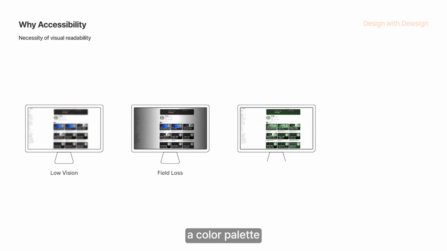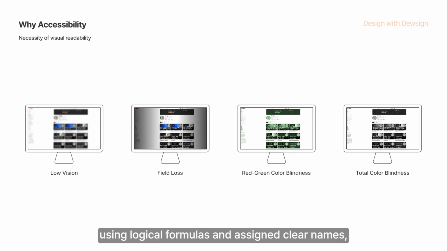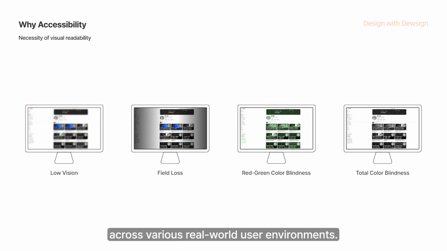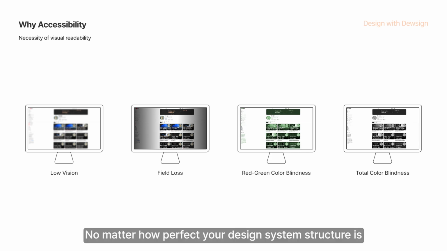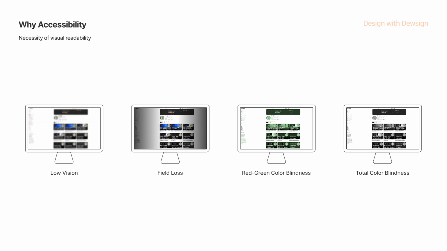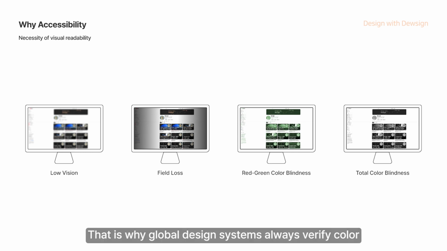Once you've extracted a color palette using logical formulas and assigned clear names, you must verify whether these colors function safely across various real-world user environments. No matter how perfect your design system structure is or how aesthetically pleasing the colors are, if visually impaired users or those with color blindness cannot see the information, it is a failed design. That is why global design systems always verify color accessibility against objective mathematical standards.